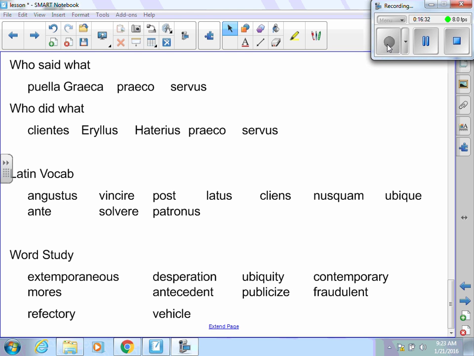Extemporaneous, that's kind of like off the cuff. Desperation, fairly obvious. Ubiquity is surrounding things that is everywhere. Contemporary, if I say something is contemporary, it is of the same time that I am. Mores, that's your customs. Within a society, that's their mores, their customs. Antecedent, something that happens before, it comes before. Publicized is to make known. Fraudulent, obvious fraud. Refectory, that's where I would go to eat. And vehicle, that's something that gets me around. Good luck, Chapter 31 test.